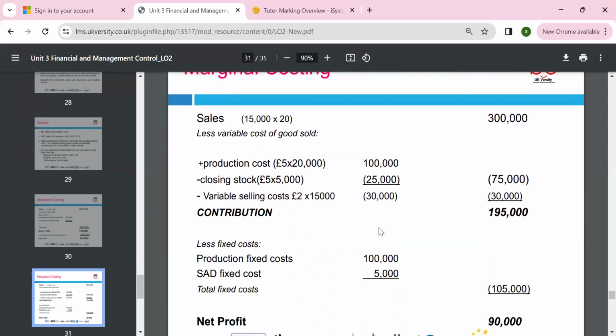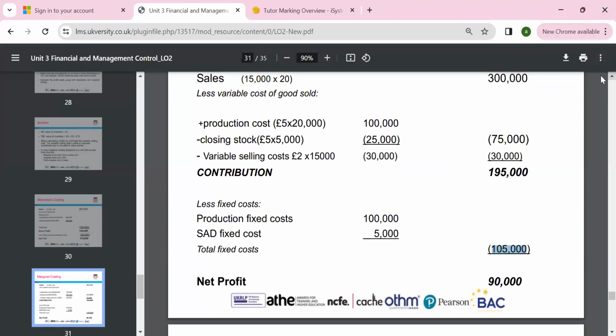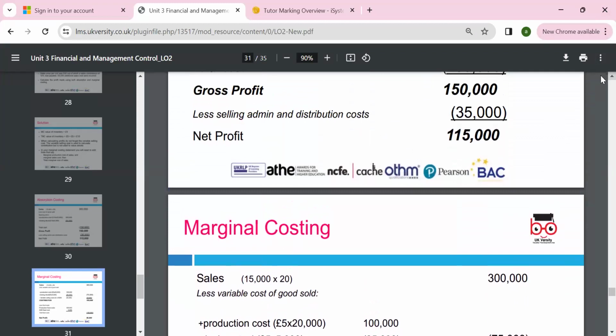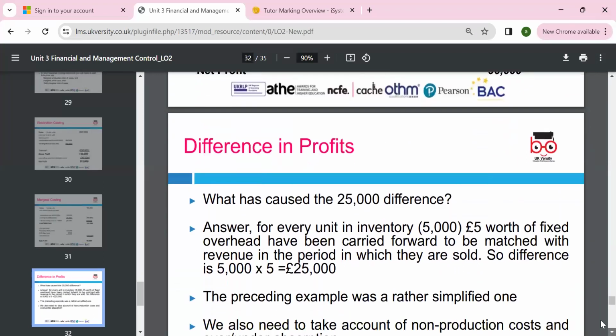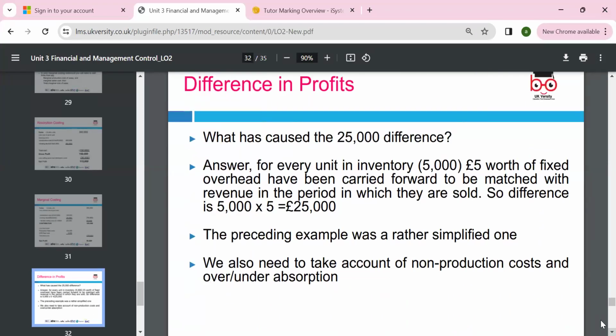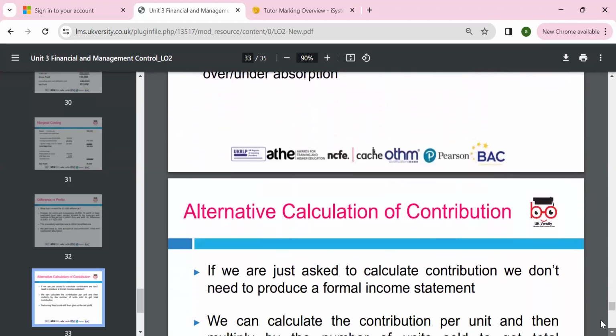Then you have a fixed cost and any other fixed cost. So we minus those, and then we have a profit. You will see the profit under marginal costing is 90,000. Under absorption costing it was 115,000. So under absorption costing, your profit is higher than under marginal costing. So what caused the 25,000 difference? The inventory, because in inventory we absorb the fixed and variable cost there. In the other method we look only at the variable cost. That's the reason for the difference between marginal and absorption costing.